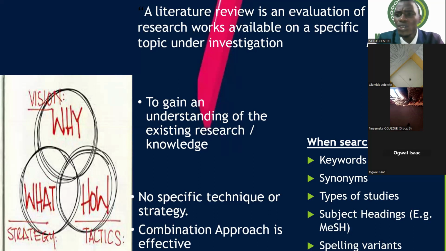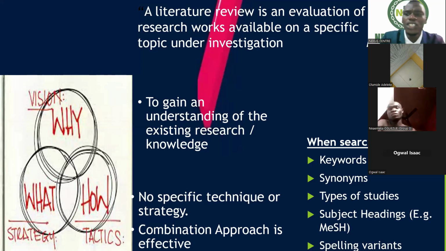You also look out for the variant spelling of certain words in your research question. Let me give an example of the word behavior. Behavior is spelled differently by different people. So if you're looking for, let me give an example, behavior changes among youths attending maybe secondary school, the word behavior could have variant spellings. So you also need to look out for them and consider them as you're looking for relevant literature.